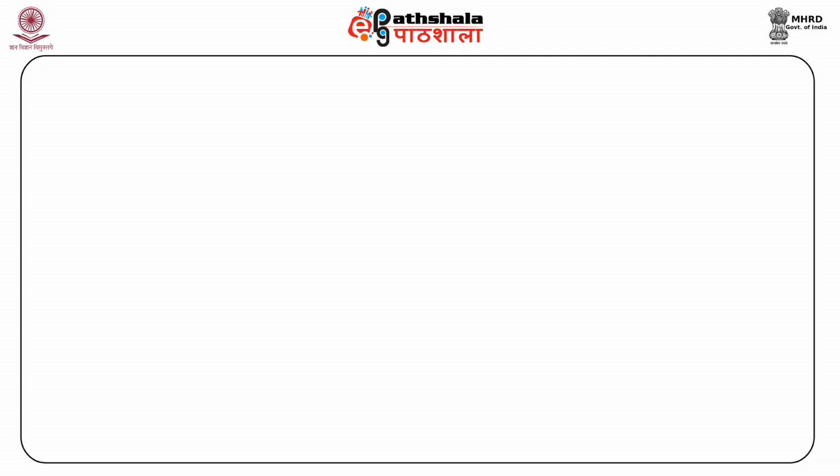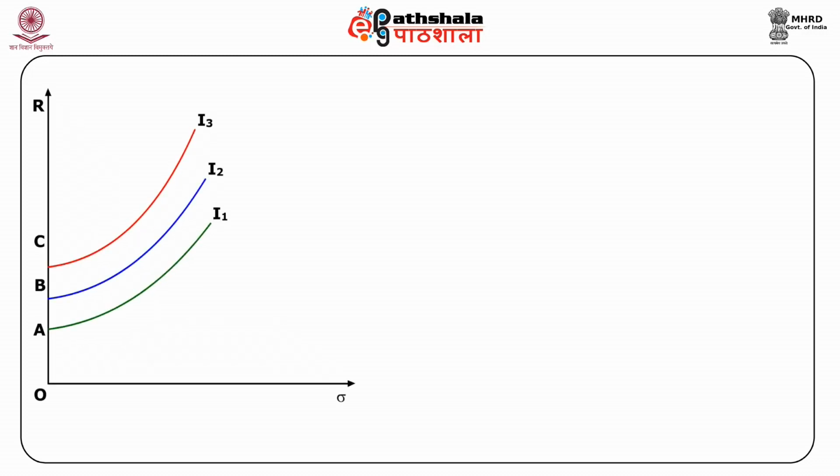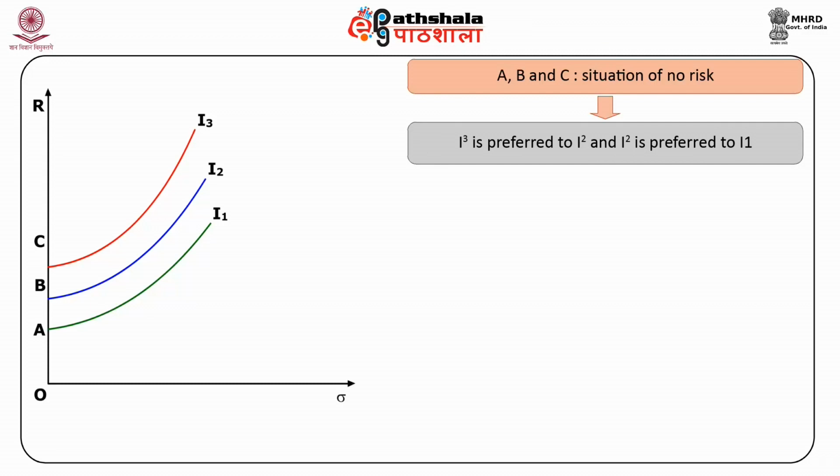A wealth holder's preference over risk and return can be represented by a map of indifference curves. In figure 4, three indifference curves are shown. At the points A, B, and C, these indifference curves show a situation of no risk. In the absence of risk, indifference curve I3 shows a greater return than indifference curve I2, which shows a greater return than indifference curve I1. Hence, I3 is preferred to I2 and I2 is preferred to I1.